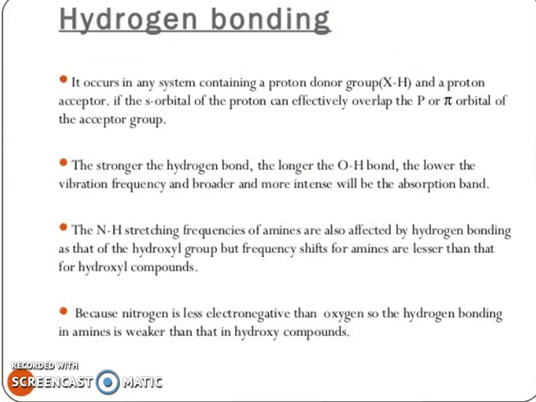Another factor is hydrogen bonding. It occurs in any system containing a proton donor group XH and a proton acceptor, where the s orbital of the proton can effectively overlap the pi orbital of the acceptor group. The stronger the hydrogen bond, the longer the OH bond, the lower the vibration frequency, and the broader and more intense will be the absorption band.